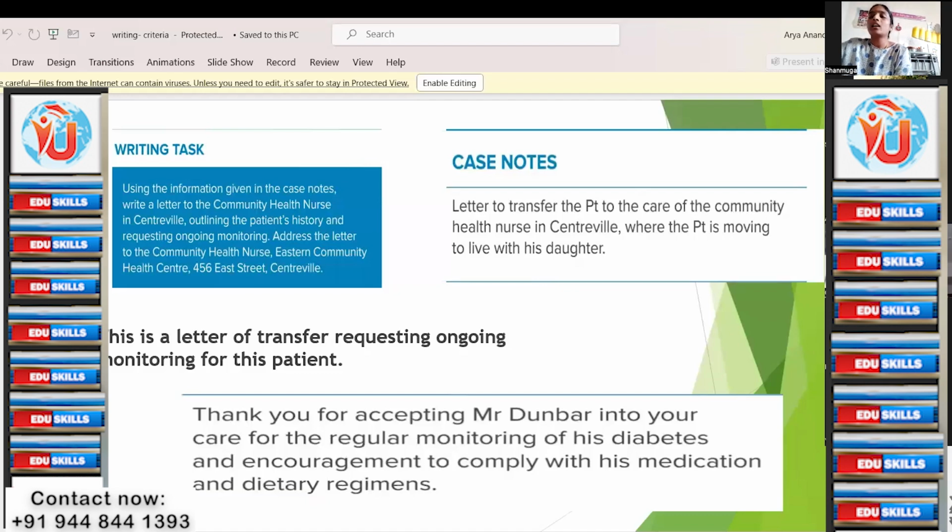And how your purpose should be: thank you for accepting this. Our students are always making mistakes with 'I'm writing to refer'. This is not a referral letter. If you know the difference between the referral, discharge and transfer letter, you will use different language. For example, here you can see thank you for accepting, or you can write thank you for seeing, or I'm writing to introduce, because it is a transfer letter. In a transfer letter, we are transferring whole care to another person. After transferring, you will not have any contact with that person.